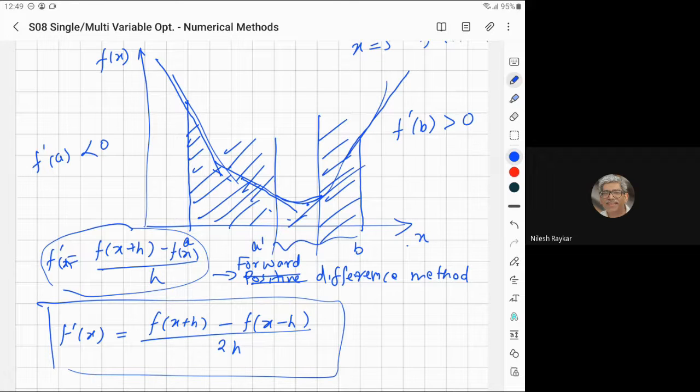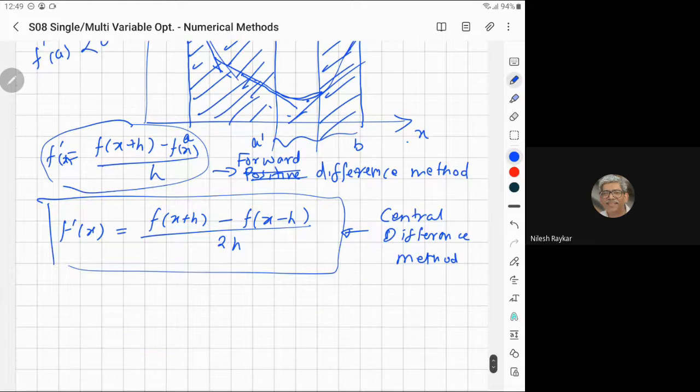So let me give you the algorithm. Okay, this method is called the central difference method. I was not recollecting the name. So this is called the central difference method, which we'll be using.